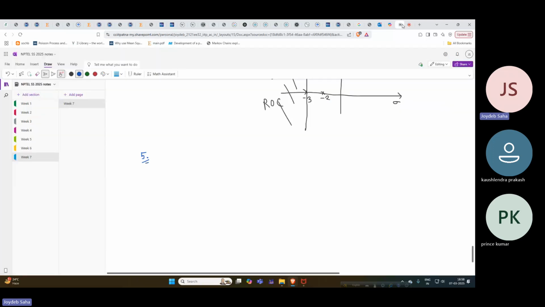Till now we have solved one right-sided signal and one left-sided signal. LSS means left-sided signal and RSS is right-sided signal. Now we will think about two-sided signal. Let us start then. Question number 5.